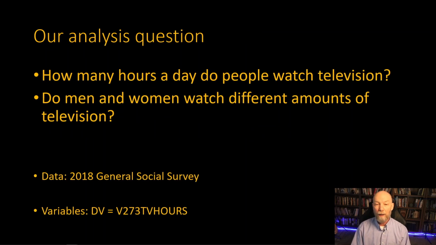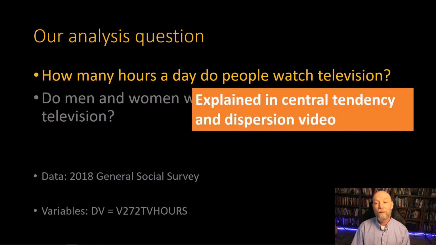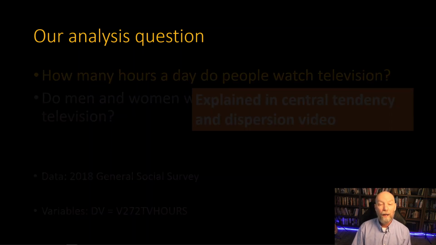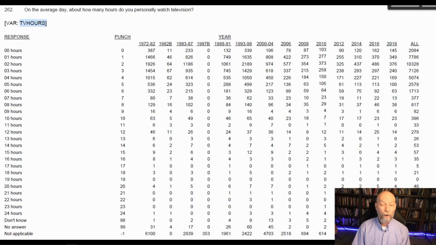So let's pick an analysis question. In the last video, I talked about how many hours a day people watch television, and now I'm going to add the question, do men and women watch different amounts of television? We're going to use the 2018 General Social Survey data as we have been, and the dependent variable will still be that TV hours measure that we were using in the central tendency and dispersion video. So we answered the first question with the central tendency and dispersion video, and the second question is the one that needs something else. Let's figure out what else we need.